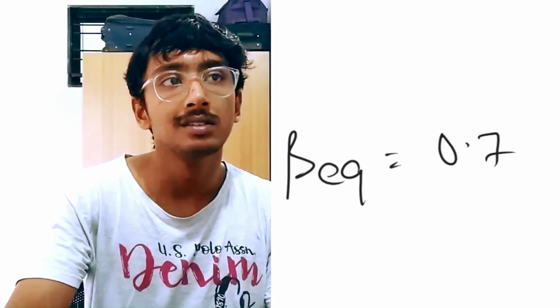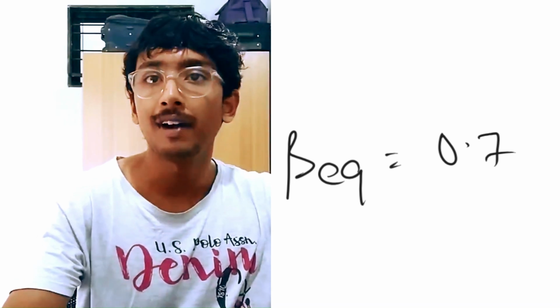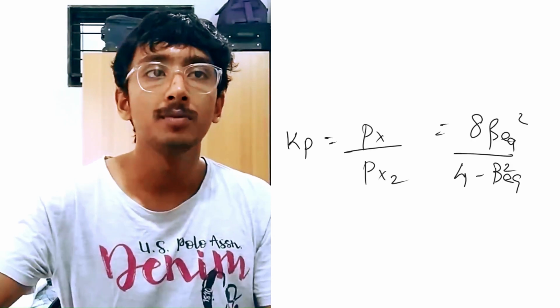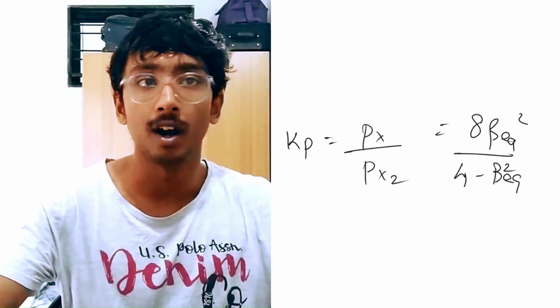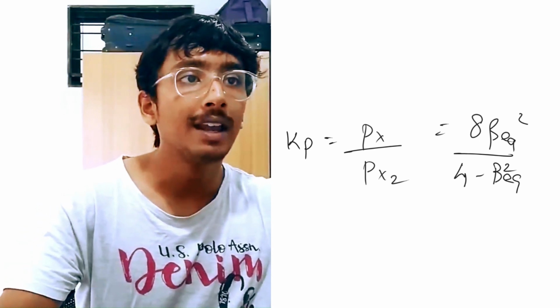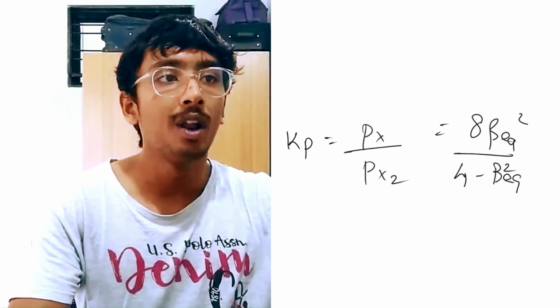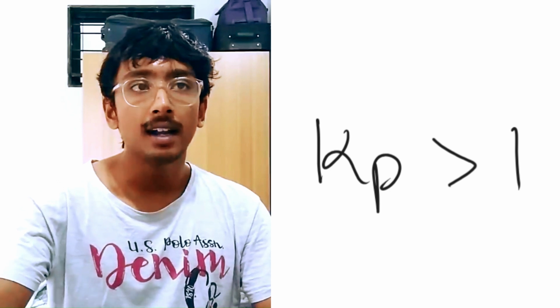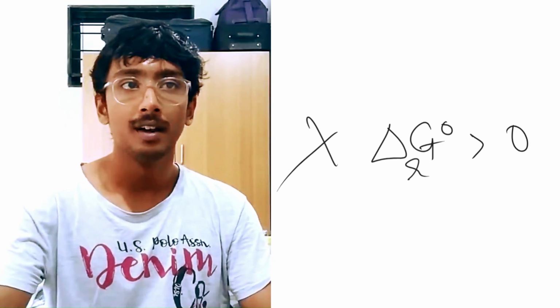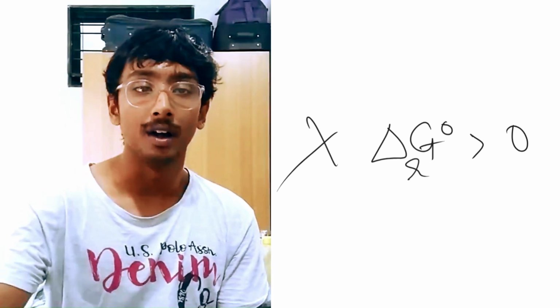If C were to be true, beta equilibrium is 0.7. If I want to find this, it comes from your degree of dissociation concept. So do check it out if you are unaware of what I'm doing. But when you put your statement into all of this, your Kp comes greater than 1. So if Kp is greater than 1, that means our given statement of standard Gibbs free energy being positive is also wrong. But that cannot be happening because that's given to us. So your C is not true.